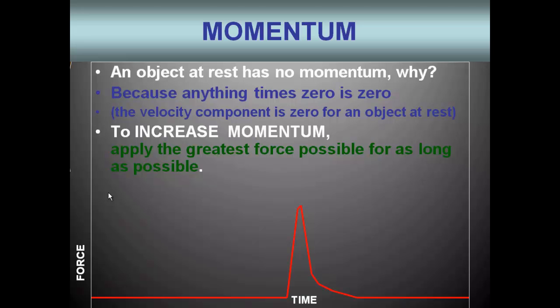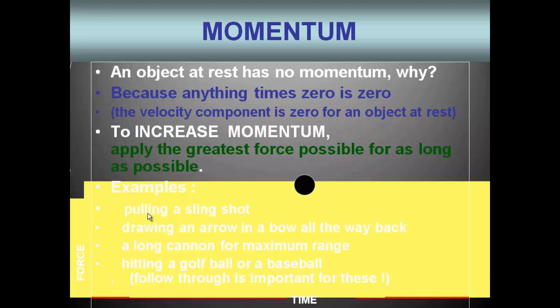You pull it back all the way. And that is because when you let that arrow go, that bow is going to apply a force for as long as possible to that arrow to change its momentum as much as possible.